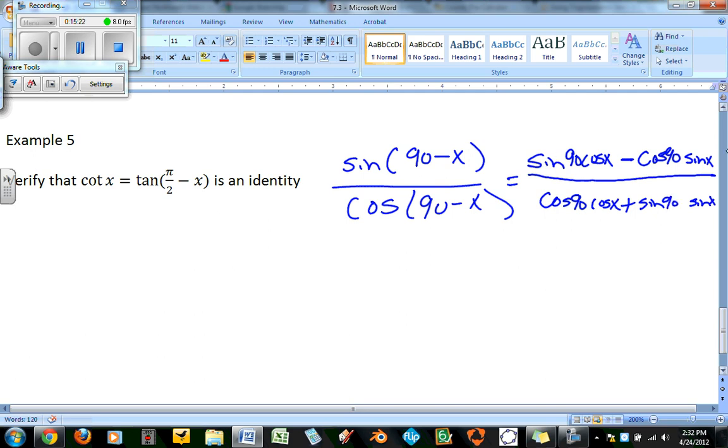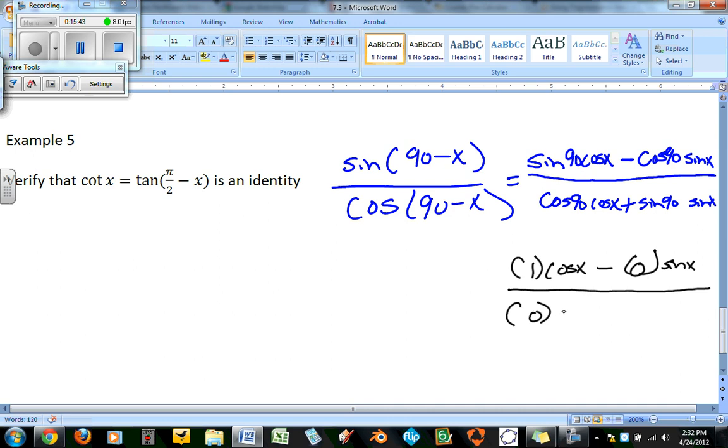All right, so the sine of 90 degrees, what is the value of sine at 90? Well, that is 1. So I have 1 times cosine of x minus the cosine at 90 degrees, which is 0, times sine x, all over the cosine of 90 degrees, again, that's 0, times cosine x, and then plus sine of 90, which is 1, times sine of x. It looks like this is going to work out. 1 times cosine is cosine, minus 0, so we don't need to write that. All over 0 plus sine of x.